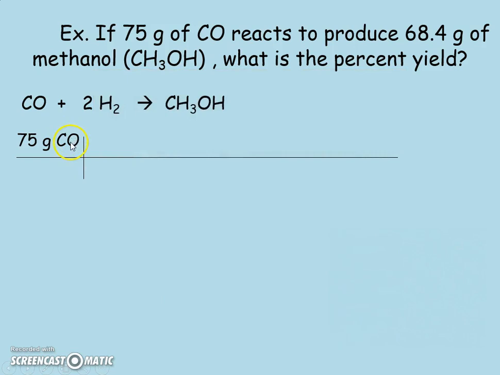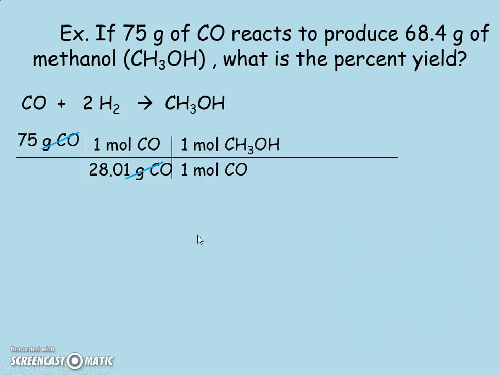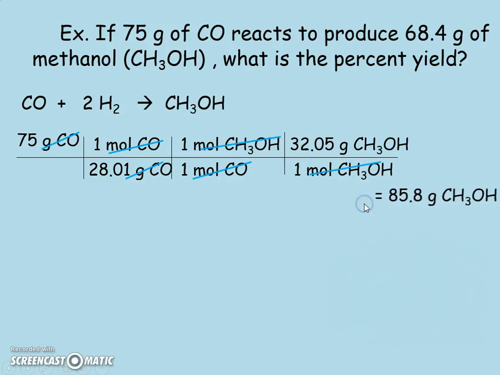So carbon monoxide, if you add those two together, you'll get 28.01 grams of carbon monoxide, and that is equal to 1 mole of carbon monoxide. We want to get to grams of your product, so grams of methanol. So it's a one-to-one relationship, so 1 mole of carbon monoxide equals 1 mole of methanol, and then 1 mole of methanol is equal to, if we add all those up from the periodic table, 32.05 grams of methanol. That will equal 85.8 grams of methanol. This is your theoretical yield.